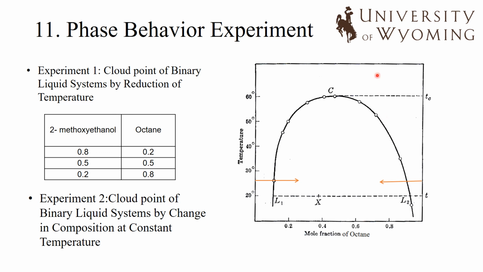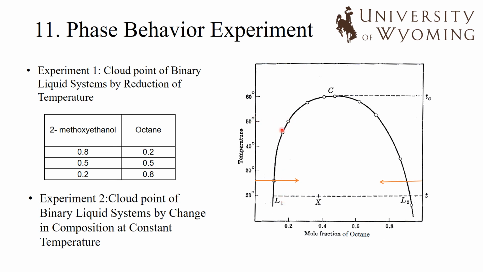For the second group of experiments, though, we start at higher temperature. So we choose three mole fractions of octane: 0.2, 0.5, and 0.8. Then we prepare those solutions and heat them up to 80 degrees C, and then we let them cool down. Once each of them crosses the line and goes into the two-phase region, we start seeing cloudiness and the interface between the two phases. Once this happens, we record the temperature at which it happened.